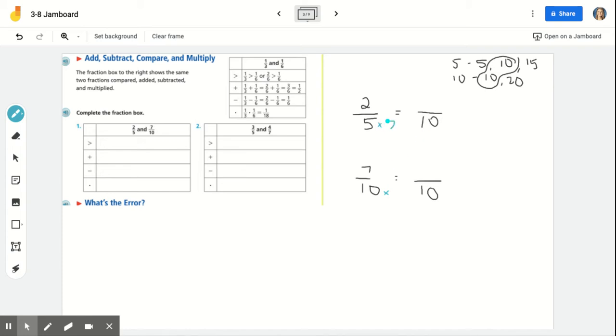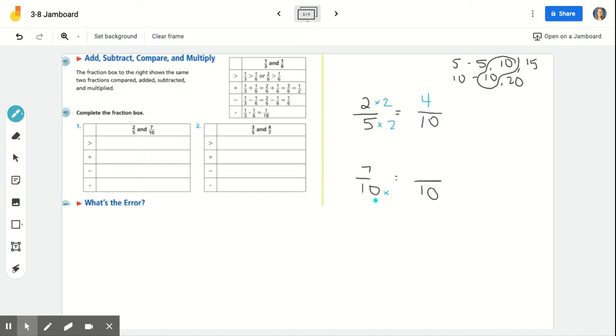So I'm going to write times 2. And remember, whatever we do to our denominator, we do to our numerator when finding equivalent fractions. So I'm also going to multiply this numerator times 2. And I'm left with 2 times 2, which gives us what as our numerator? 4. 2/5 is equal to 4/10.